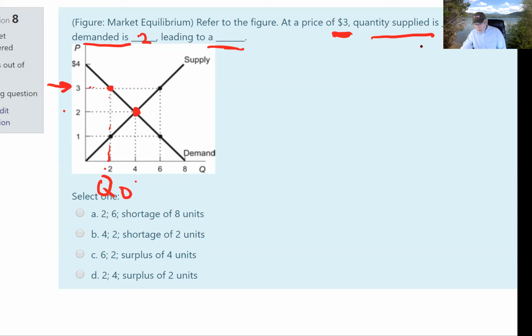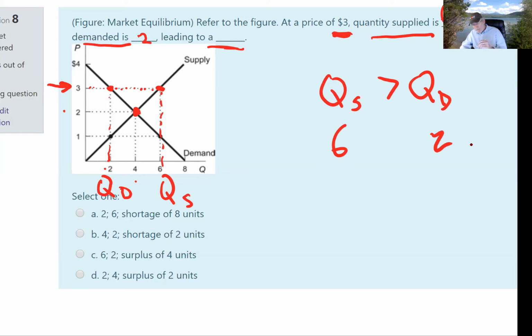And you also want to know the quantity supplied. Well, if the price is 3, how do you find the quantity supplied? You read over to the supply curve. You read down. Quantity supplied is 6. That's not hard. And we want to know, this leads to what? Well, we've got quantity supplied of 6 units, quantity demanded of 2 units. Obviously, quantity supplied is greater than quantity demanded. 6 is greater than 2.